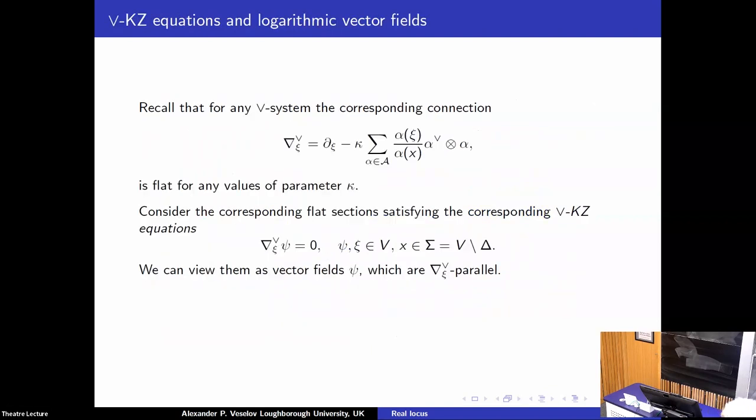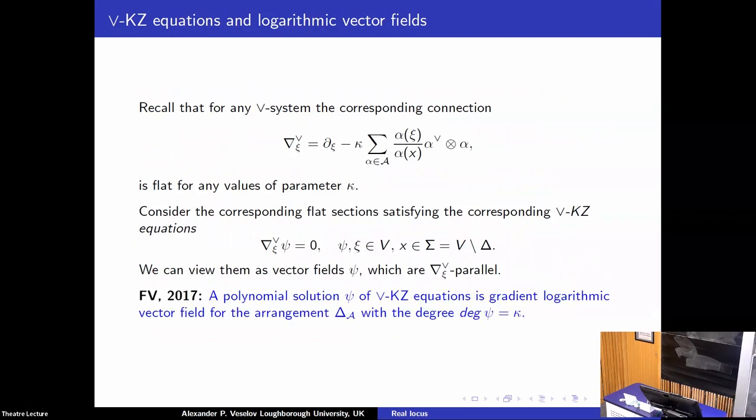And let me explain why there is one more relation which might be interesting. So you remember that Chern system is equivalent to flatness of some connection. This is a connection. So then you can consider flat sections, which is the KZ equation, right? It's a kind of Chern KZ equation. And what we showed with Misha is that any polynomial solution of this actually gives you a gradient logarithmic vector field, not just a logarithmic field, but gradient.